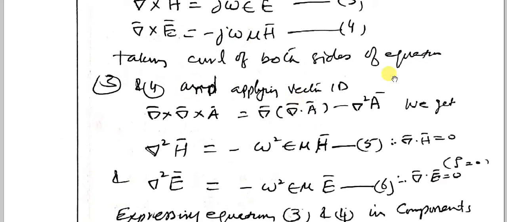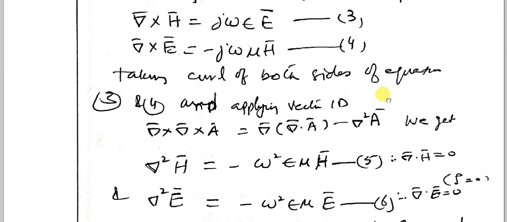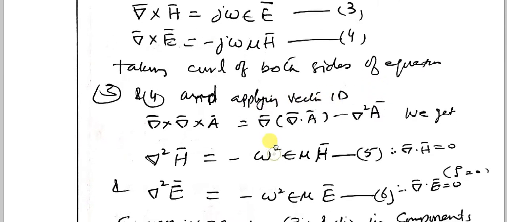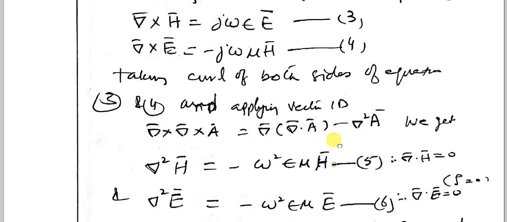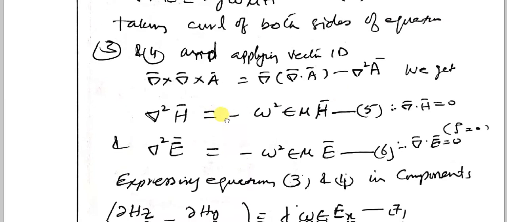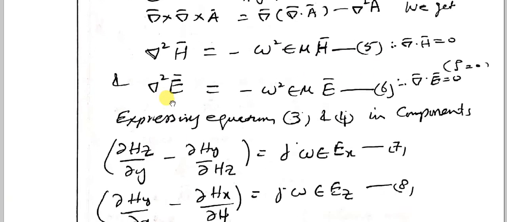Taking the curl of both sides of equations 3 and 4 and applying the vector identity, curl curl of A is equal to the gradient of the divergence of A minus del square of A, we get from both equations del square of H equal to minus omega square epsilon mu H, equation number 5, and del square of E equal to minus omega square epsilon mu E, equation number 6.